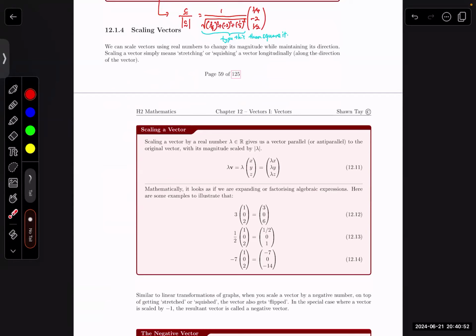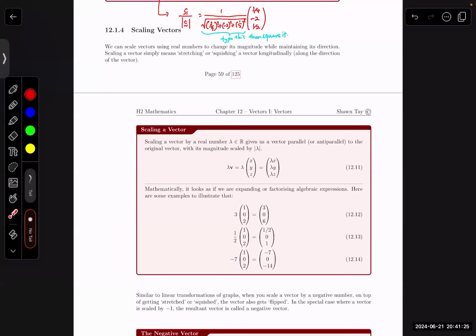Okay, we can do two main things with vectors: scaling a vector and adding vectors. Okay, this is going to be quite similar to how in graph transformations you can scale and you can translate or shift, right? So same for vectors, we can scale, we can translate or shift.